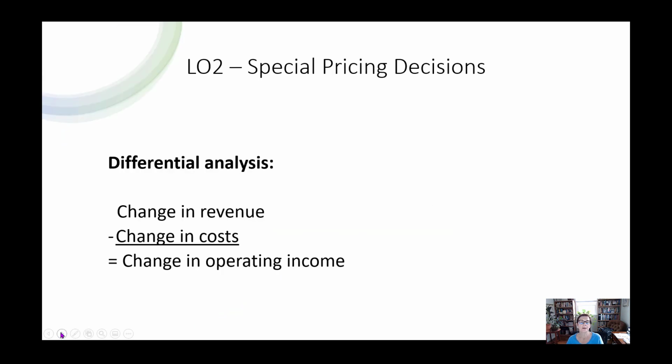All right. So the way you go about doing this is we're going to do differential analysis. You look at the change in revenue. That's a positive number, right? That increases our operating income. New revenue increases our operating income. Look at the change in costs. New costs decrease our operating income. And then you take the revenue minus the costs and you get the change in operating income. Now, if the change in operating income is positive, meaning that this will result in an increase in our income, we accept the offer, and we reject it if it's negative, because that means that our income is going to go down as a result of accepting the offer.